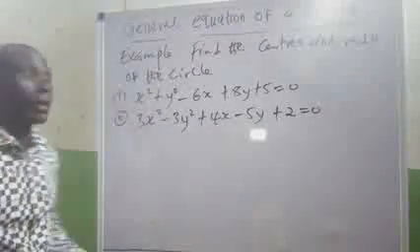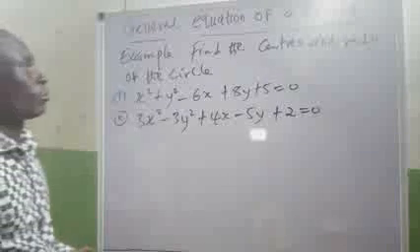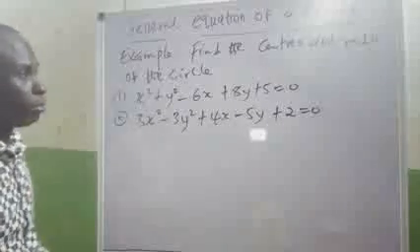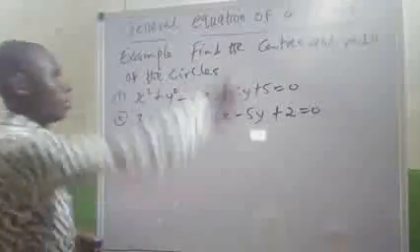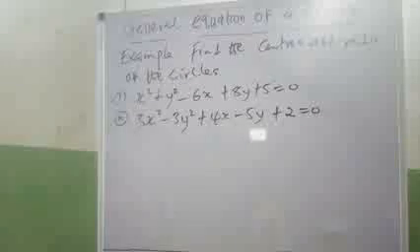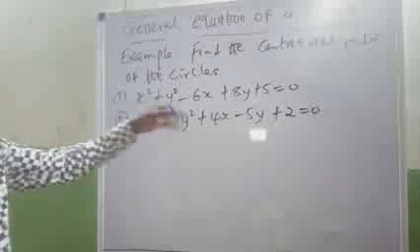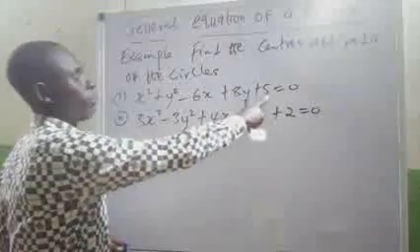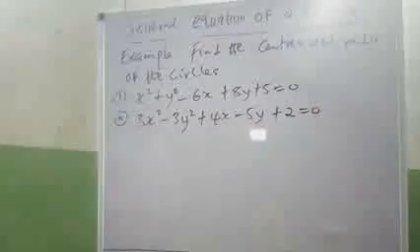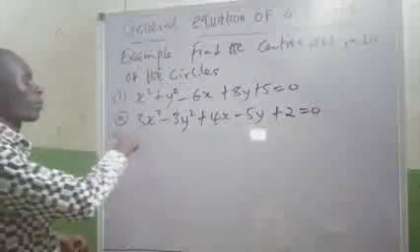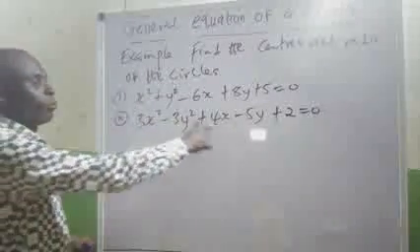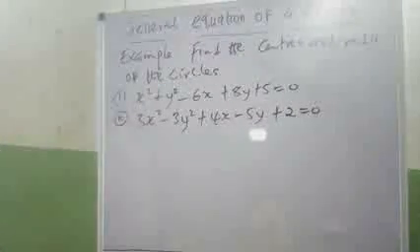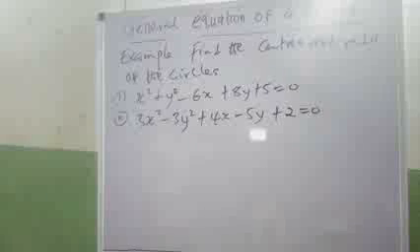Exercise. Let's quickly look at examples. Find the centers and the radii of the circles. The first circle is x squared plus y squared minus 6x plus 8y plus 5 is equal to 0. Then the second case is 3x squared plus 3y squared plus 4x minus 5y plus 2 is equal to 0. So we are going to solve them one by one.